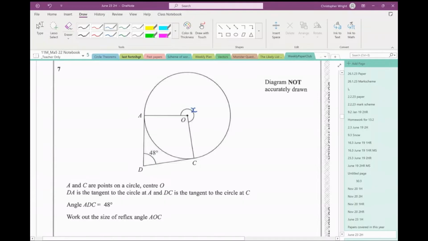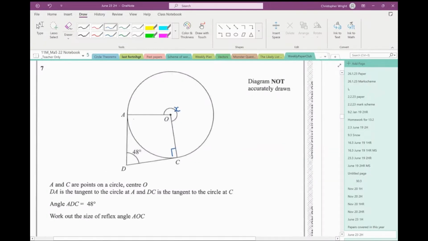I'll label it X. Right, looking at what circle theorems might apply, I've got a tangent and a radius, so I know that that's 90. And also at A here, I've got a tangent, AD, and a radius, so I know that that's 90. Now, have a look at this. This is a quadrilateral. And what do I know about the angles in a quadrilateral? I know they add up to 360.